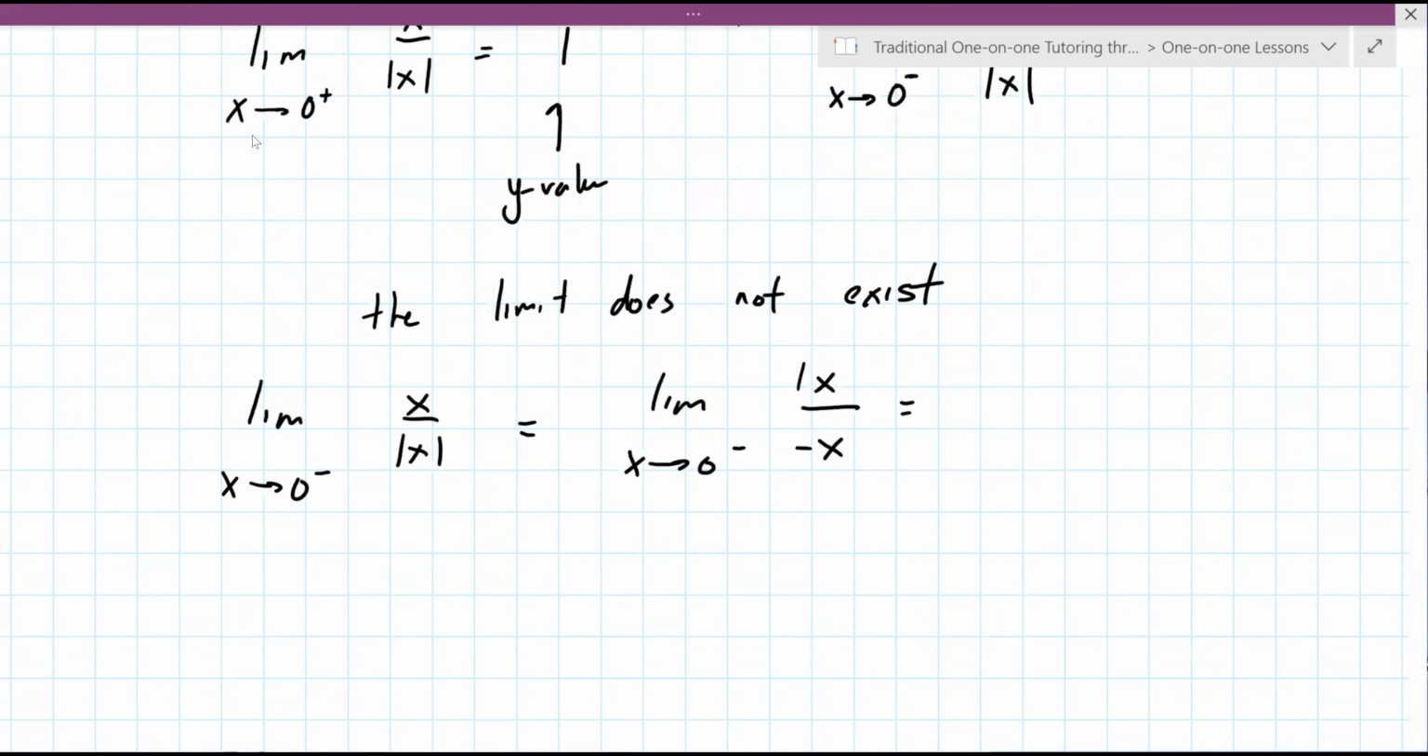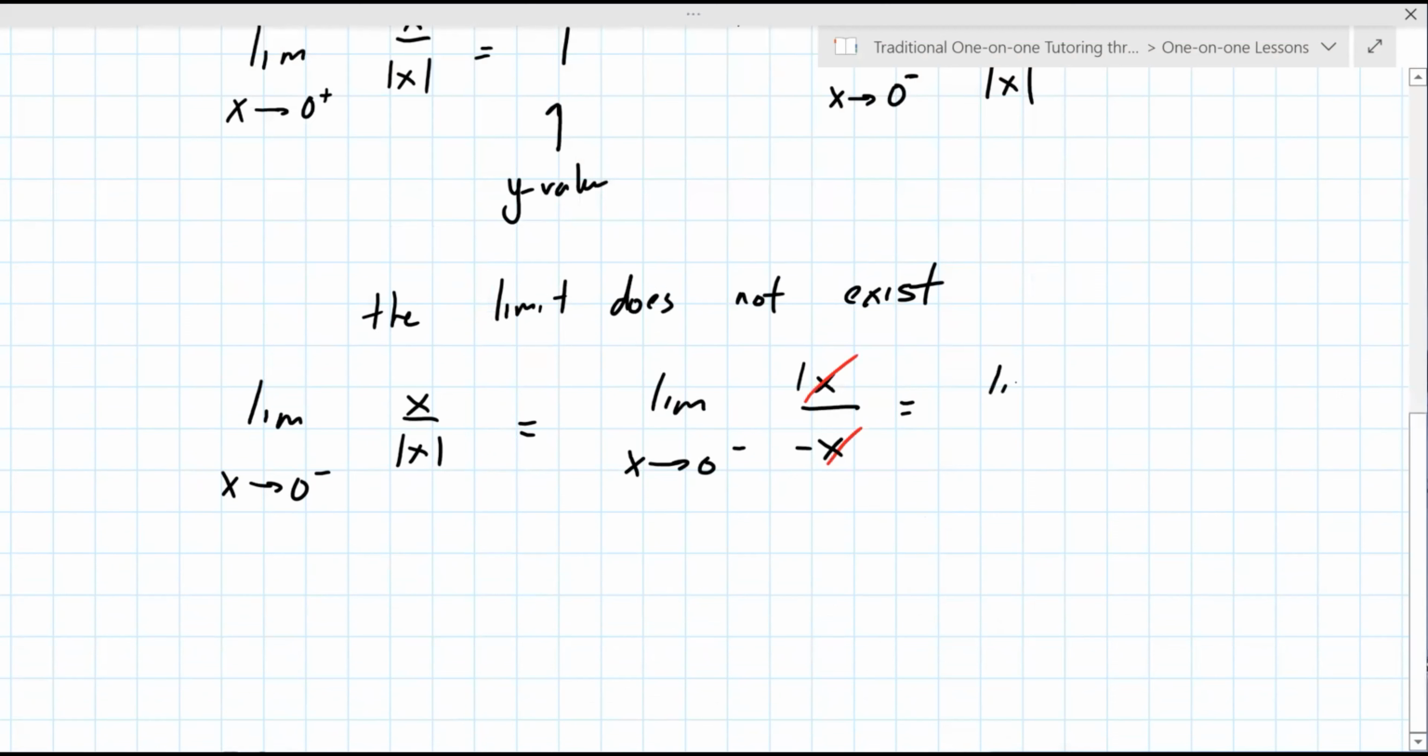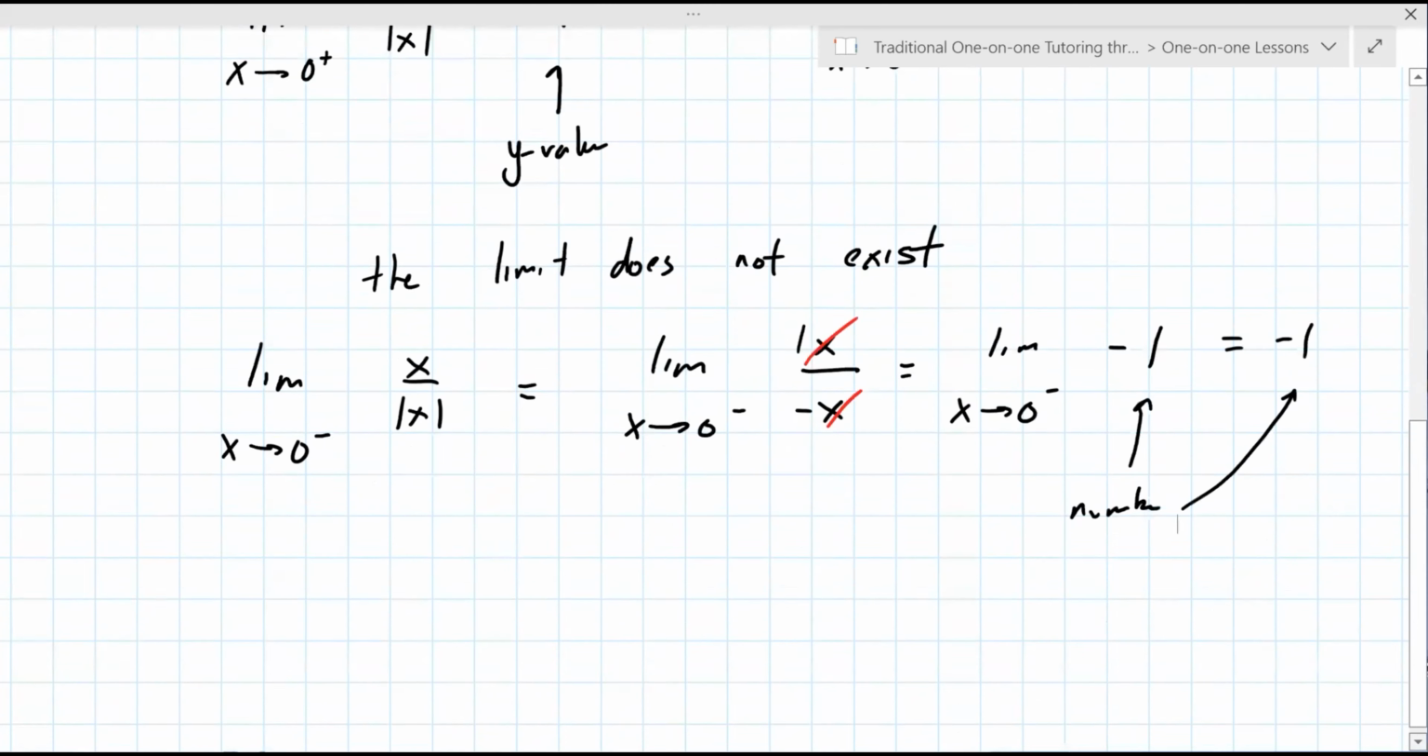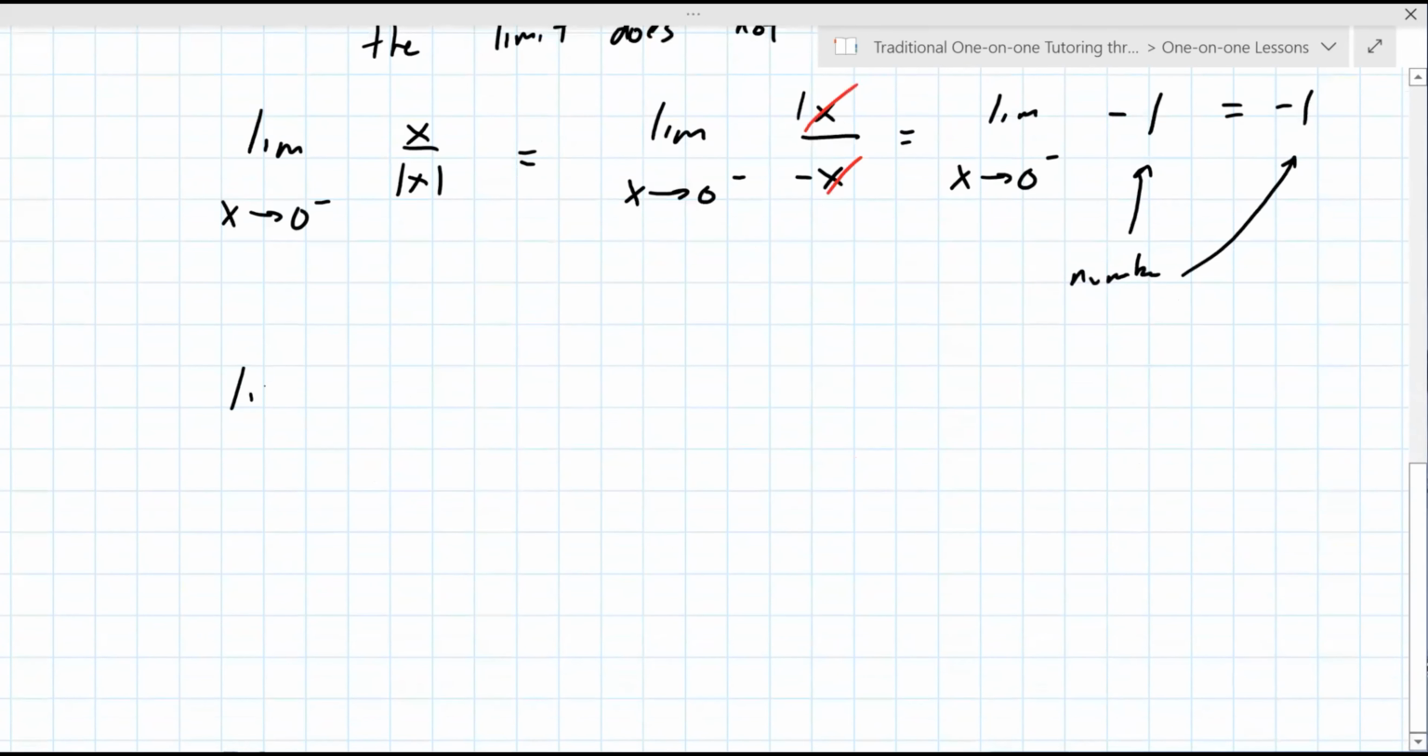Okay. Like that. And then you have the limit as x approaches 0 from the left of just -1. Whenever it's just a number, the limit equals that number. Gotcha. If it's a function, you try to put the number in, but there's no function left. So that's why it's -1. Now that's consistent with our graph. Our graph here says it's -1.